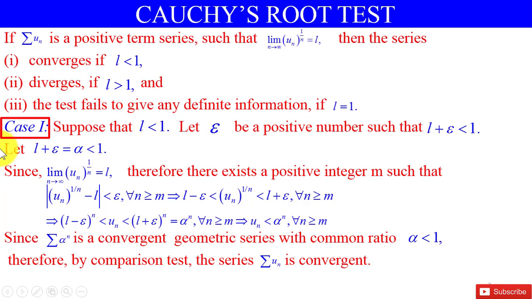Proof. Case 1. Suppose that L is less than 1. Let epsilon be a positive number such that L plus epsilon is less than 1. Then suppose that L plus epsilon is equal to alpha, which is less than 1.